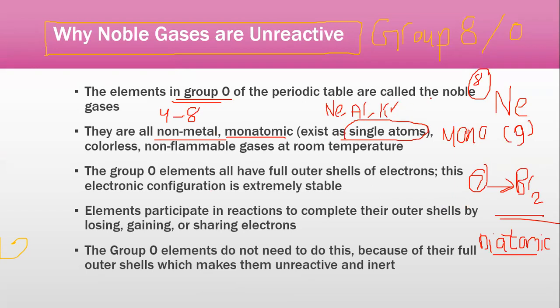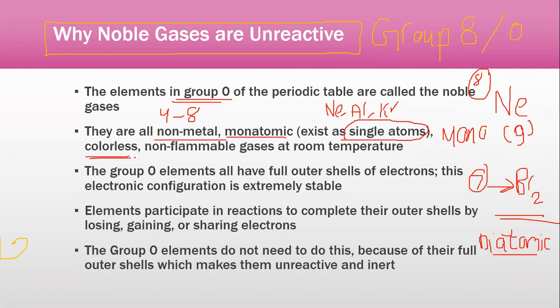ये सारे क्या हैं? ये अकेले हैं, ठीक है. They do not exist as two. For example, fluorine जो है F2 है, chlorine Cl2 है, bromine Br2. They are all group 7 halogens. We call group 7 ones halogens. They are all non-metals, diatomic, exist as pairs of atoms.